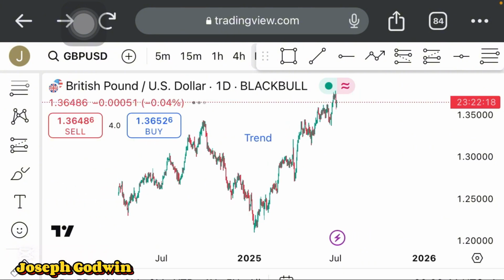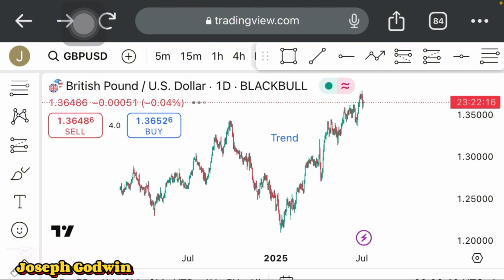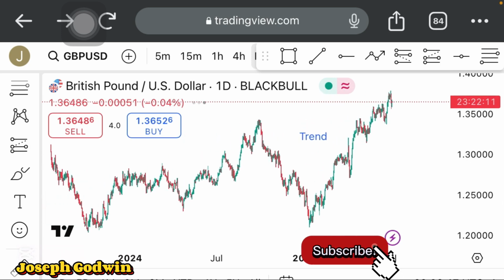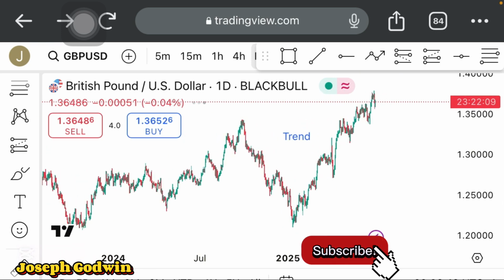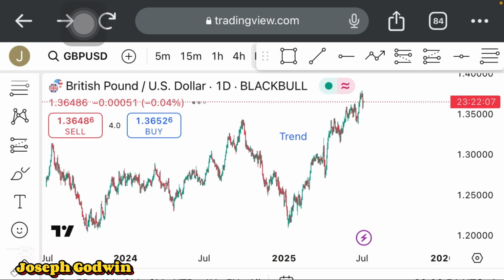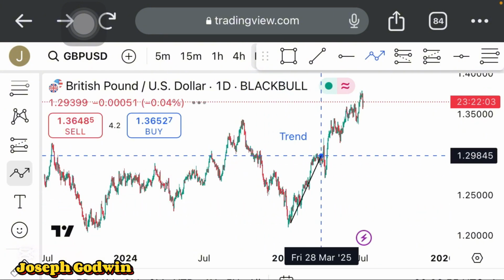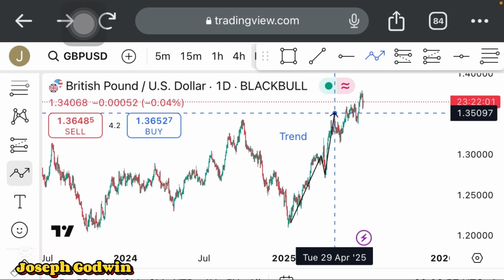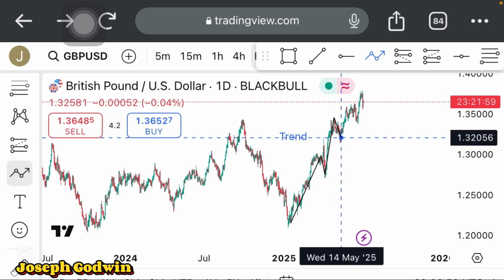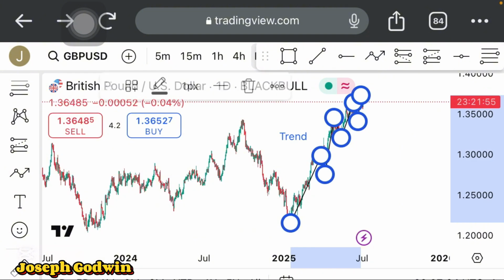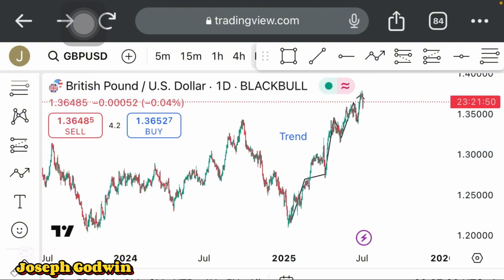By looking at this chart from a far distance, you can easily spot the trend, which is what? Uptrend. That is, the price is going up. Impulse, correction, impulse, correction, impulse, correction, impulse. So this is an uptrending market.